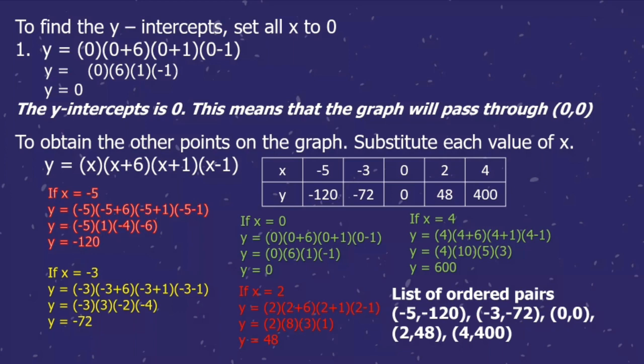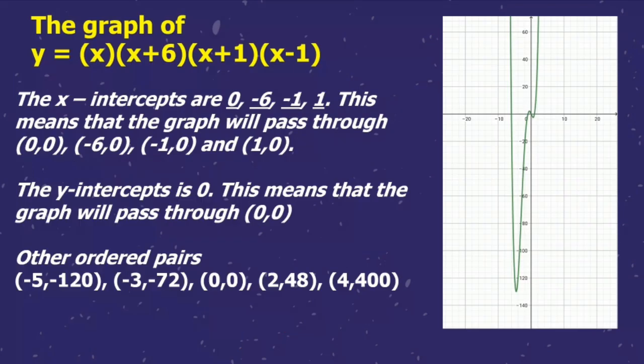If x is equal to 0, then the value of y is 0. If we substitute 2 for x, then the value of y is positive 48. If x is equal to 4, then y is equal to 600. So the list of ordered pairs given in the table is (negative 5, negative 120), (negative 3, negative 72), (0, 0), (positive 2, 48), and (4, positive 400). And to sketch the graph of the given polynomial function, we pass through the points that we get, or ordered pairs, so this is the sketch of the polynomial function.